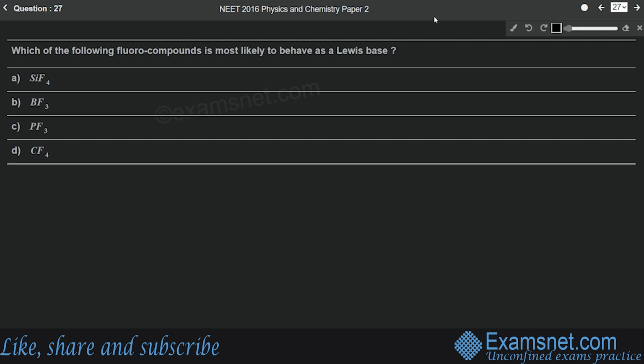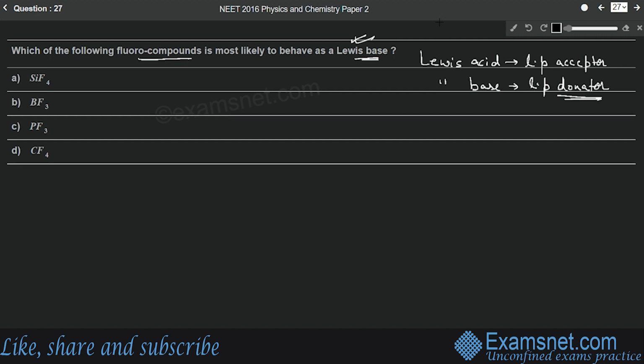Question number 27 is from the chapter Equilibrium, and the question is, which of the following fluorocompounds is most likely to behave as a Lewis base? So in one of the previous questions we had discussed Lewis acid. Do you remember that? We had discussed that a Lewis acid is the one which can accept a lone pair of electrons. Okay, so it is a lone pair acceptor. On the other hand, the Lewis base is the one which can donate the lone pair. Okay, so it is a lone pair donor. Now here we have to find out which one will behave as a Lewis base. That means we have to check which one will be able to donate a lone pair of electrons.